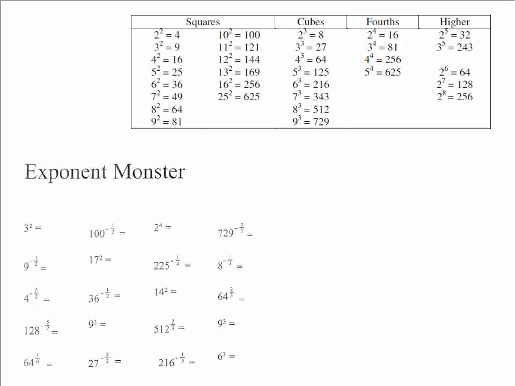All right, here we are, and we're going to look at the exponent monster and how to do this. It's just a bunch of rational or fractional exponents, and so we've got to learn how to do it. So we're going to take a look at one of them really quick. 32 to the 3/5 power, and let's look and see what that does.